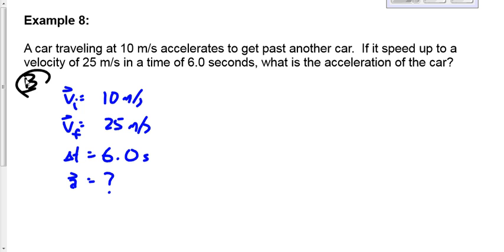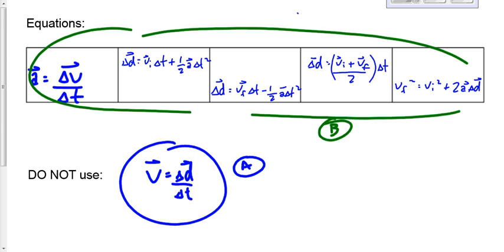Now remember, we've got 5 equations that are available to us right now. The only equation that we've learned so far that's not available to me is my group A equation. I am not allowed to use V is equal to delta D over delta T here. The only one we've ever used, we're not allowed to use here. The other 5 equations, I am. Remember, I've got VI, I've got VF, and I've got T.